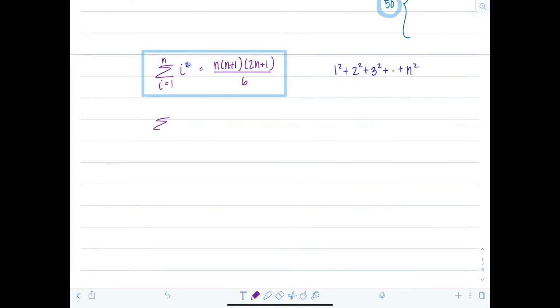The sum from i equals 1 to n of i cubed is going to be n times (n plus 1) all over 2, squared. All right, so that would be the sum for 1 cubed plus 2 cubed plus 3 cubed all the way up to n cubed.